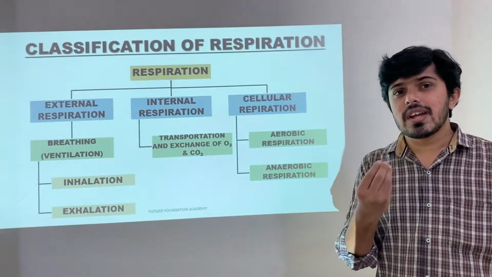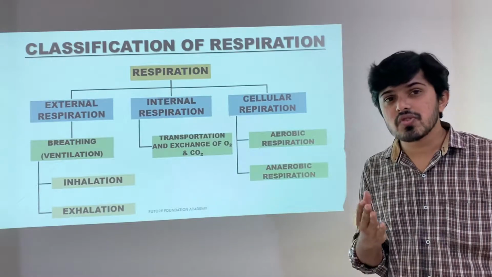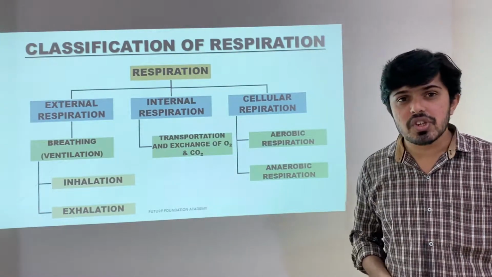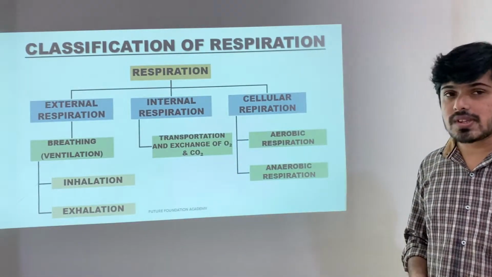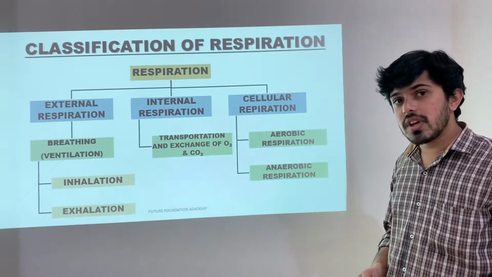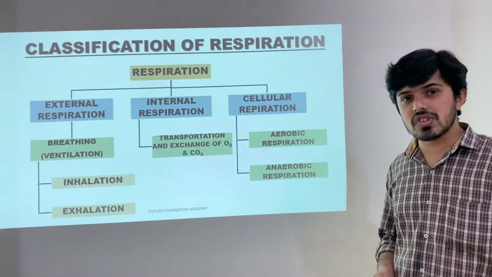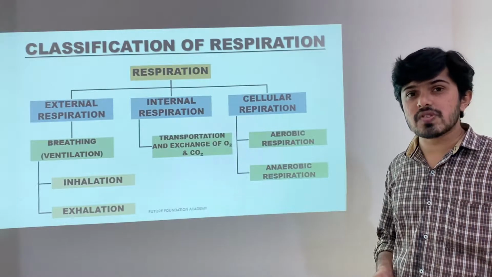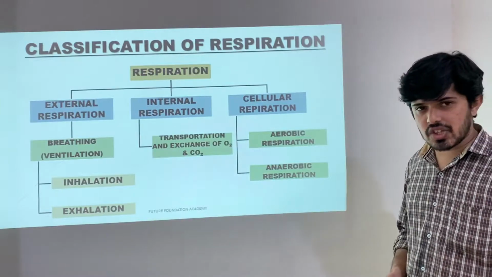Once the oxygen, that is air, went into the lungs, the transportation of this gas from the lungs to various tissues took place, which was called internal respiration, which basically involves transportation and exchange of O2 and CO2. The third part of respiration was cellular respiration. In cellular respiration, each and every cell utilizes this oxygen and brings about the oxidation of digested food to form various forms of energy. This broad classification we have already studied in the last lecture.